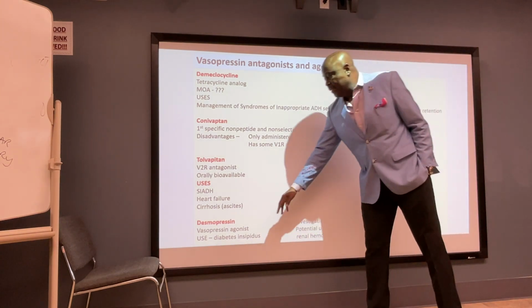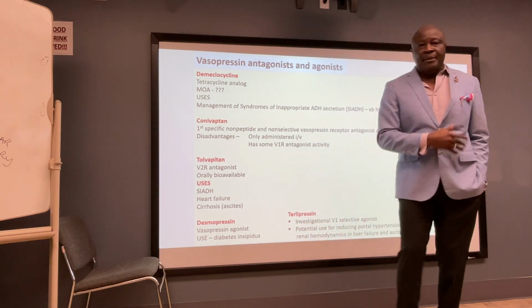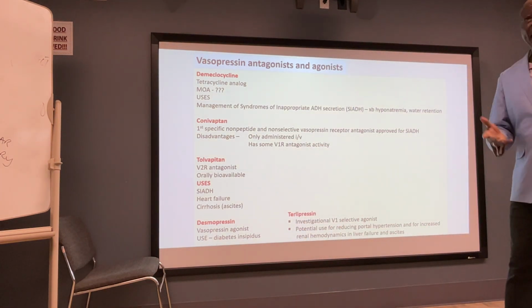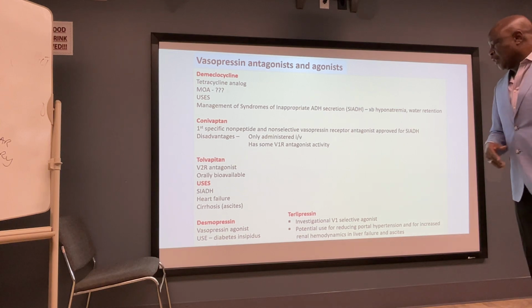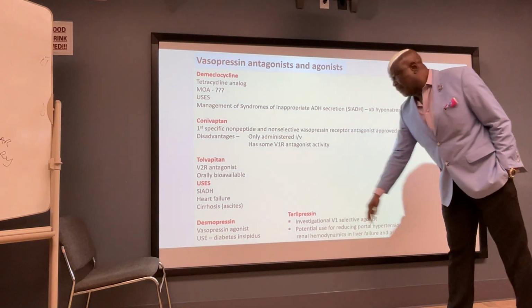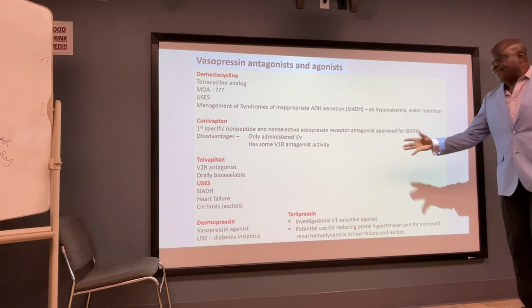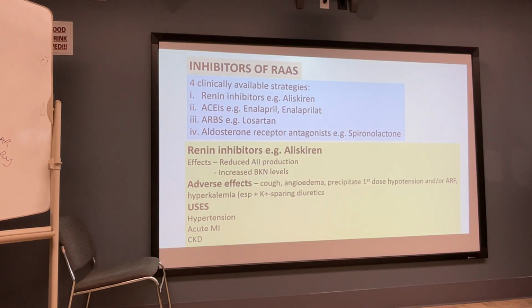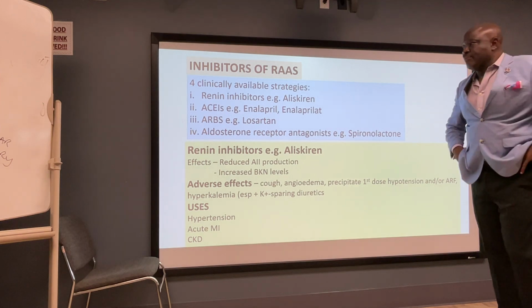Then, of course, you have desmopressin, which is a vasopressin agonist. In this case, this will now be useful in diabetes insipidus. And you know what diabetes insipidus is. Terlipressin, forget about terlipressin, because it's just investigational at this stage. And that leads me to the last one, which are the inhibitors of the renin-angiotensin-aldosterone system.